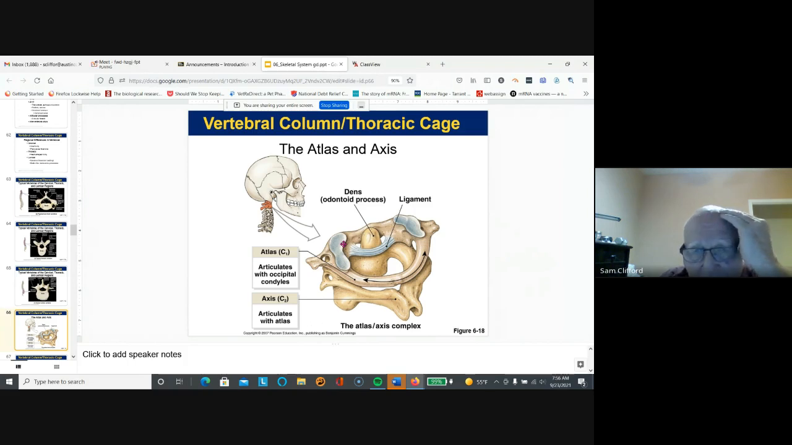The atlas and axis are the two top cervical vertebrae. Your skull sits upon the atlas, C1, and the axis is below. You should be able to recognize or know about the atlas and the axis. They are the two top cervical vertebrae on which the skull is resting, and they allow you to rotate your skull and move your skull backwards and forwards. So know that C1 is the atlas and C2 is the axis.